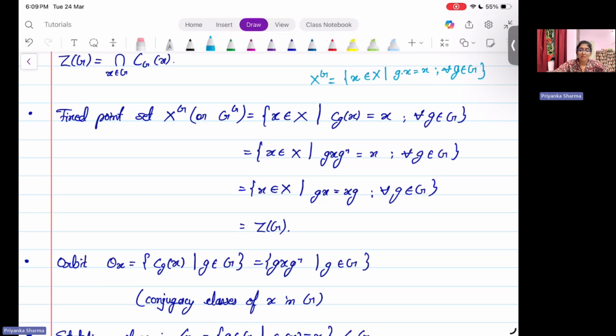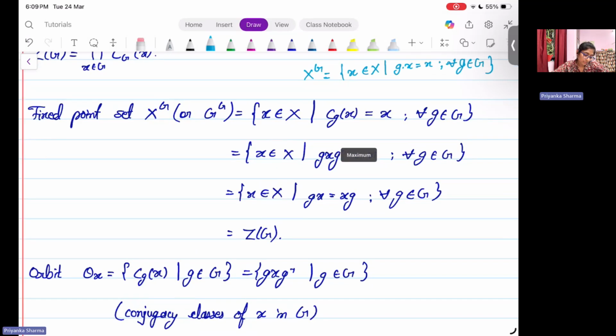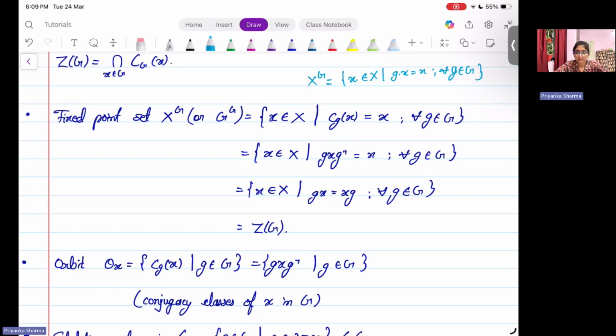Thus we get the condition that C_g of x must be x. And what is C_g of x? This is gxg inverse. As G is a group, this is equivalent to gx equals xg, for all g belonging to G. So the collection of all those elements of X will actually give us the center of G.